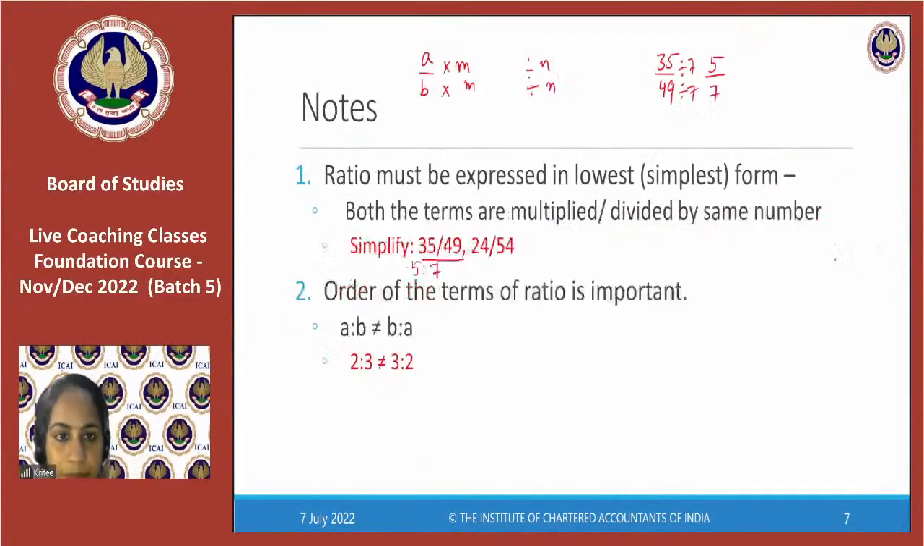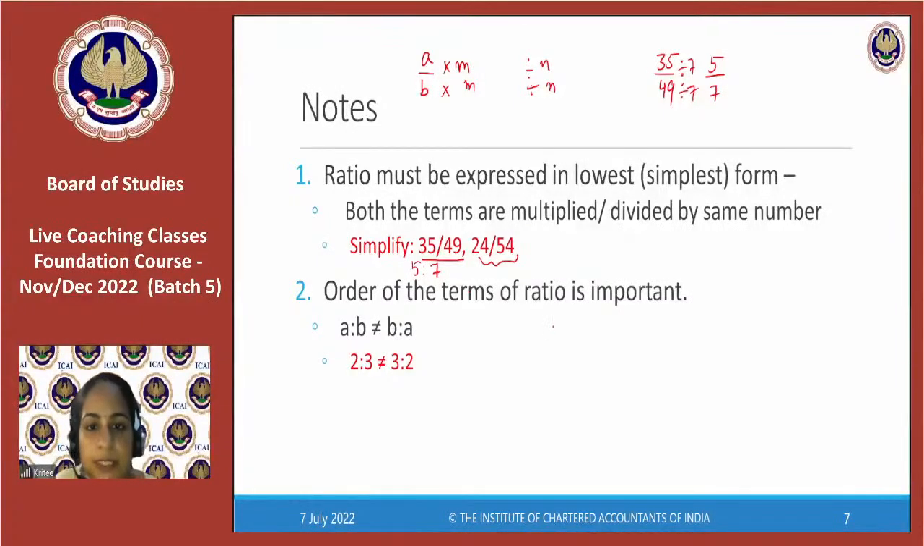All right. Then coming back, yes, 5 is to 7. I got the answer. The other one, can you give me the simplest form of 24 is to 54? Yes, someone has given me 6 fours are 24 and 6 nines are 54. Yes, 4 is to 9. That's correct. Okay, so I hope you have understood this part also.